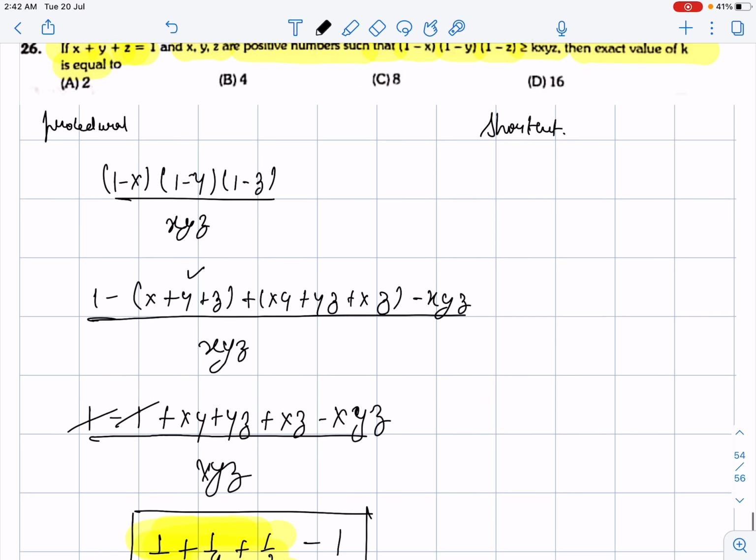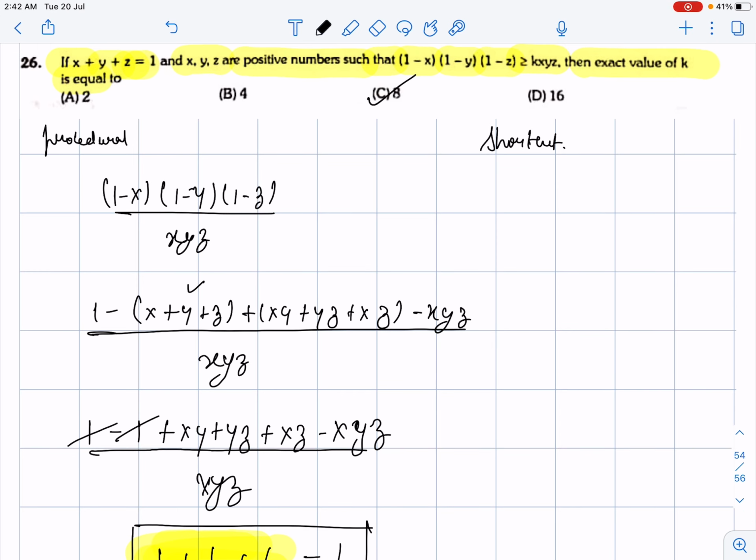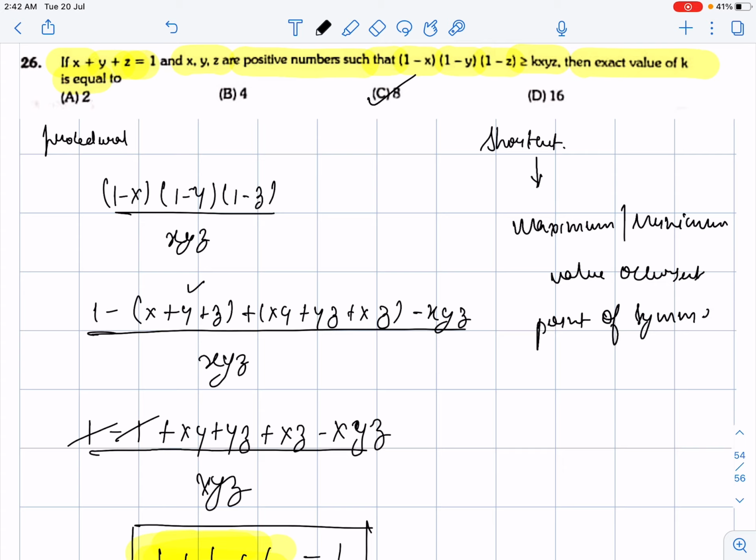Now how can it be solved using the shortcut method? For the shortcut method, we have the concept that the maximum or minimum value occurs at the point of symmetry. What will be the point of symmetry for this function, you might be wondering. Guys, x equal to y equal to z, that is 1 by 3, will be the point of symmetry for this function.